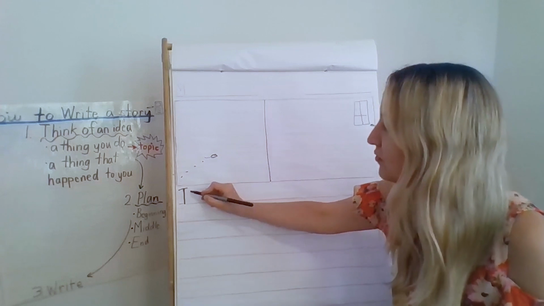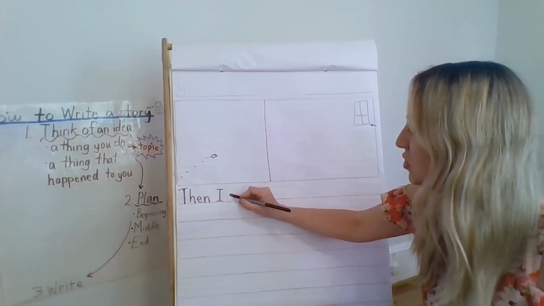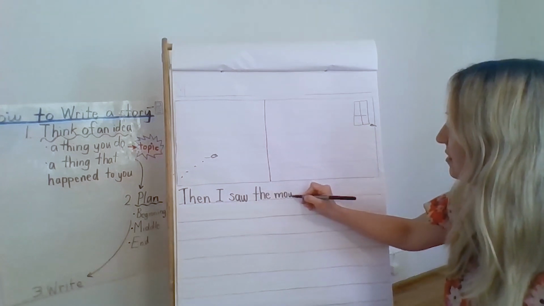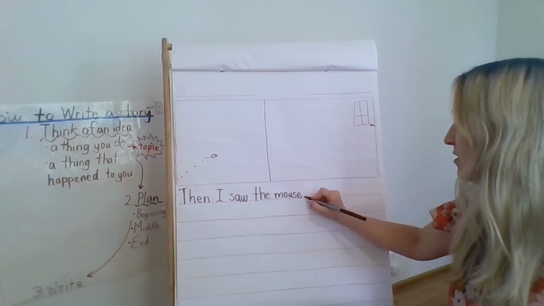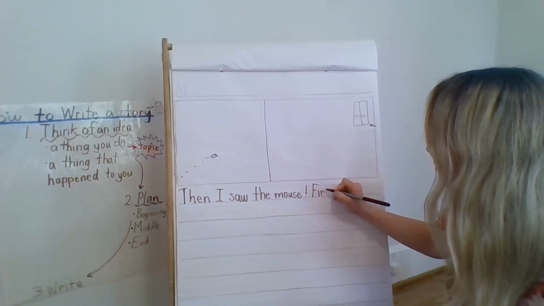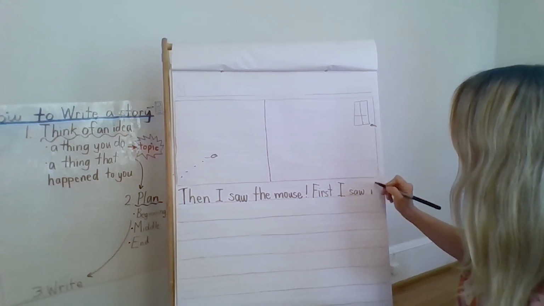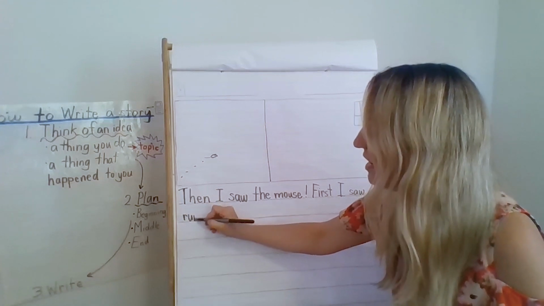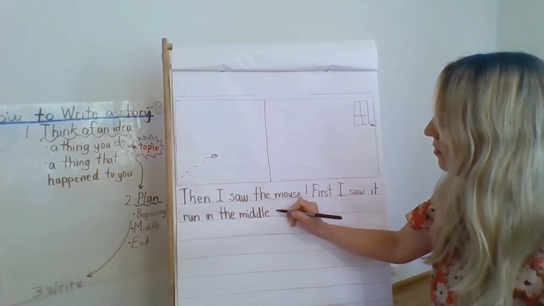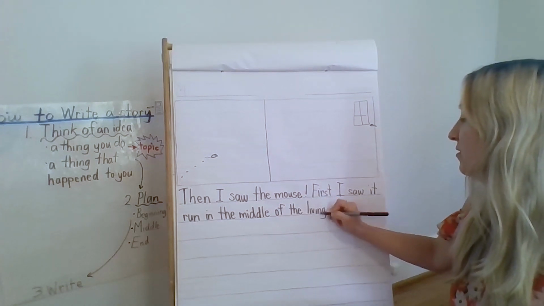Then, that's my connecting word for my middle of my story. Then I saw the mouse too, right? Mr. B had already seen it. I saw the mouse. I think I'd say, then I saw the mouse! I'm going to put an exclamation point because I was shocked, right? First, I saw it run across the room. First, there it is. I saw it run, I'll say, in the middle of the room. In the middle of, what room are we in? The living room.